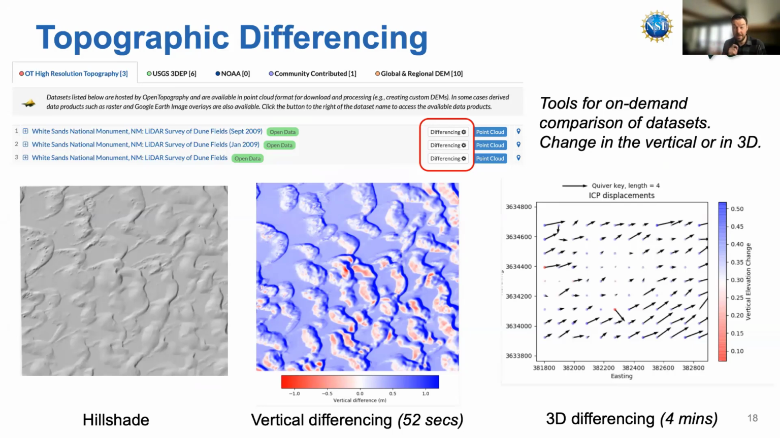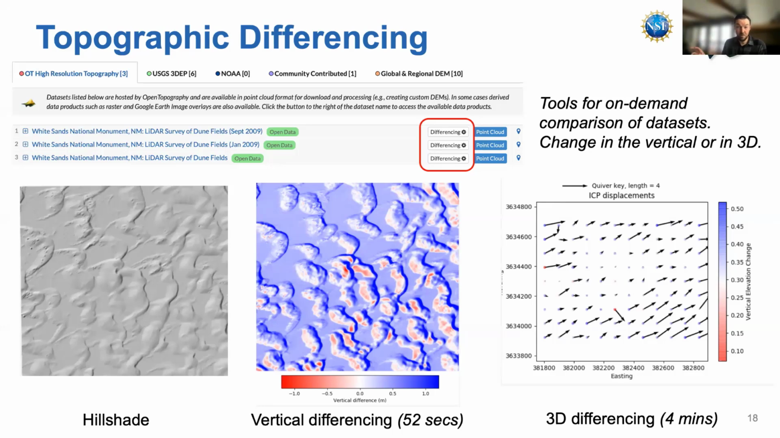This is a dynamic dune field landscape that's migrating from the southwest to the northeast. These color bars show where material has been removed, so sort of erosion where the landscape goes down, and deposited. So the dunes are propagating northeast in this image, so you can see that there's material accreting on the leading edge and being eroded from the backside. And so we computed this inside of OpenTopography. This job runs in 52 seconds.